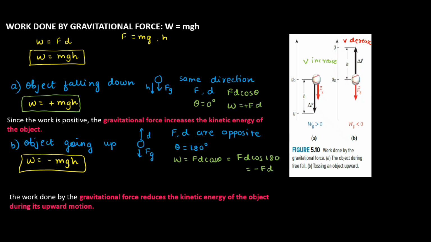To summarize this, work done by gravity is equal to mgh. It is positive when the object is falling down, when both force and displacement are in the same direction. And it will be negative when the object is going up, because force due to gravity is opposite to the displacement of the object. When the object is falling down, gravitational force is doing work to increase the kinetic energy of the object. And when the object is going up, gravitational force does the work to reduce the kinetic energy of the object.